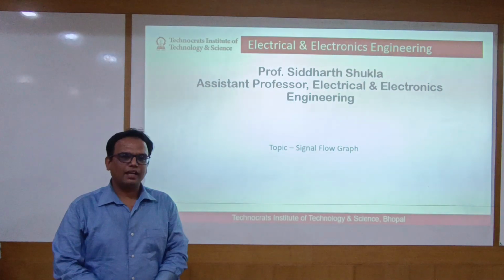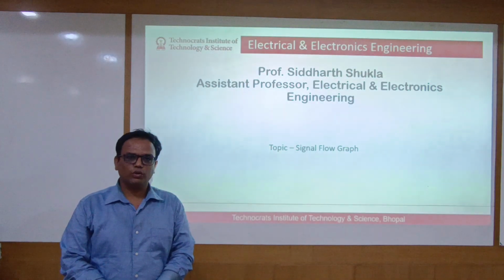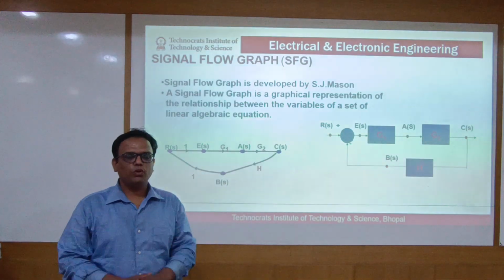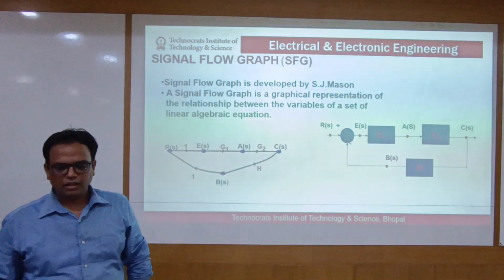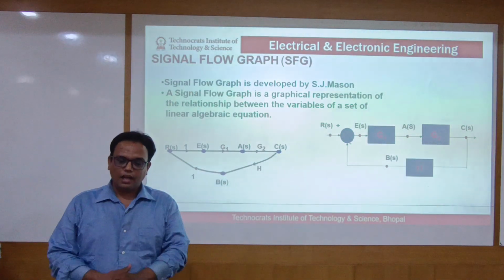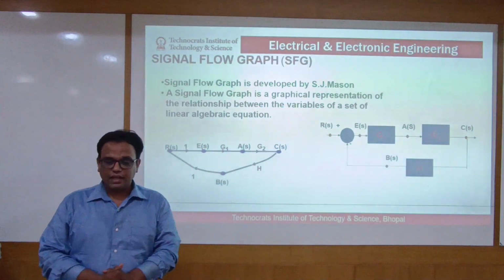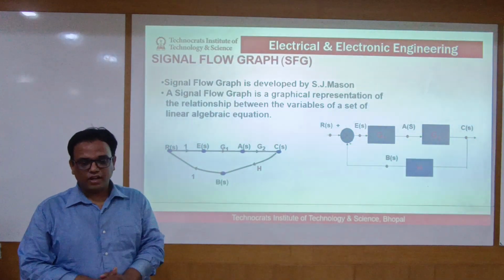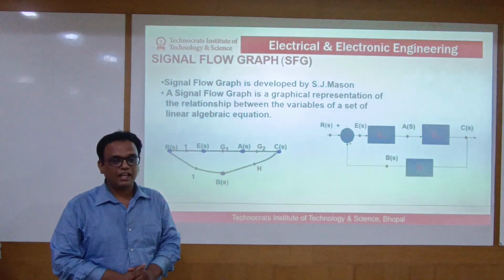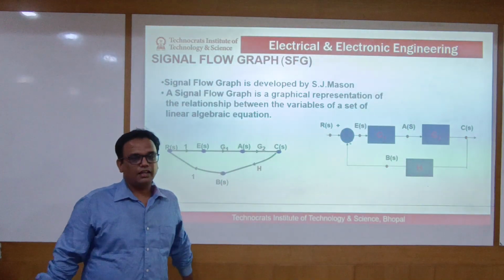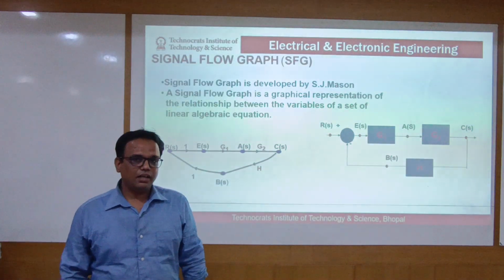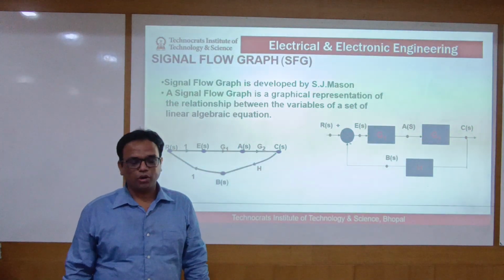Today my lecture topic is signal flow graph. The signal flow graph was developed by Mason, and a signal flow graph is a graphical representation of the relationship between variables of a set of linear algebraic equations. In a control system it is used for finding the transfer function of our block diagrams.